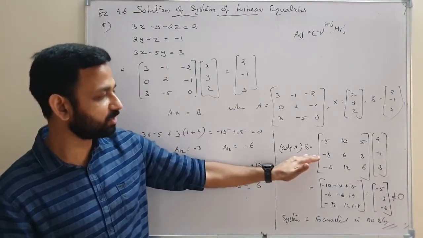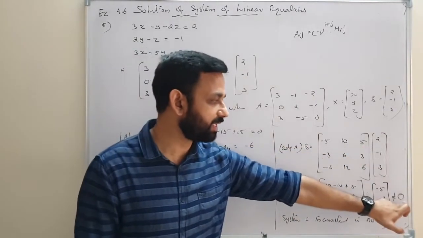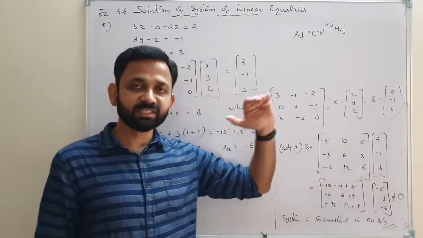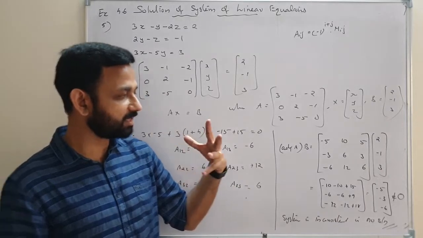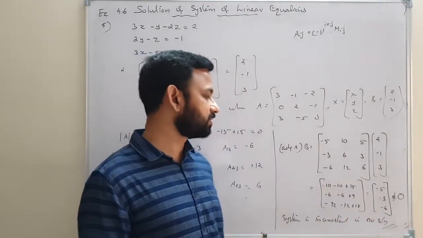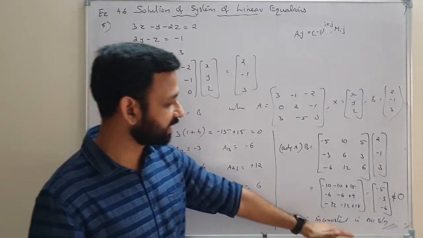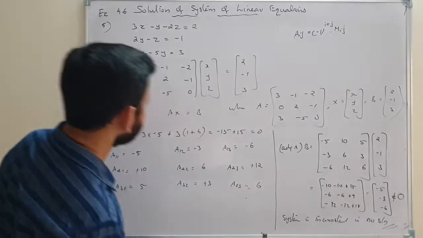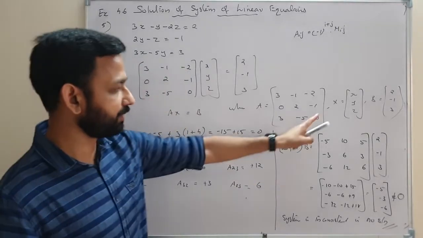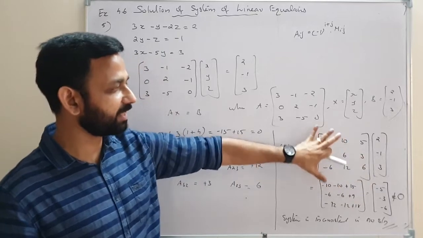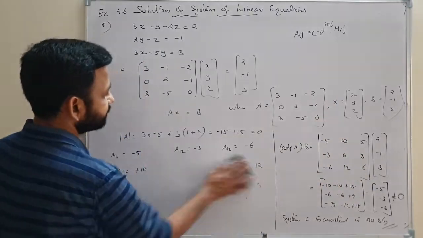That depends on adjoint A into B. If adjoint A into B equals a zero matrix, the system is consistent and has infinitely many solutions. But here adjoint A into B is not equal to a zero matrix, therefore the system is inconsistent, that is, no solution. And here you need to check the numbers. If I made any mistake anywhere, you need to correct it.